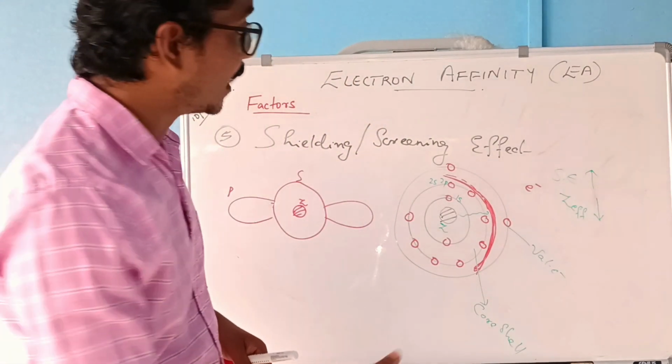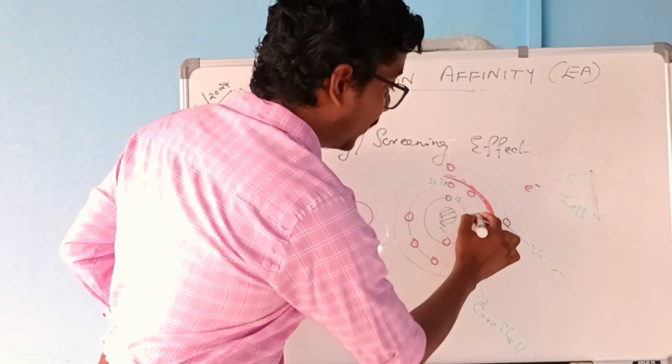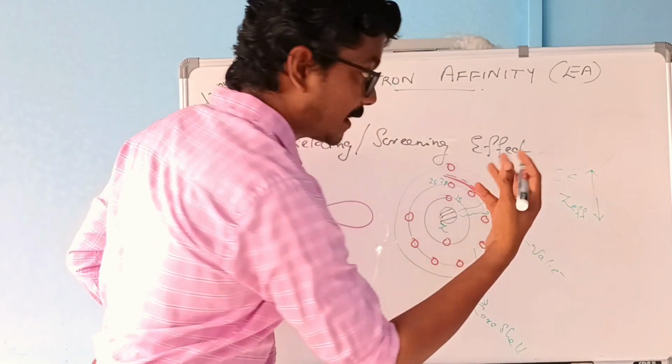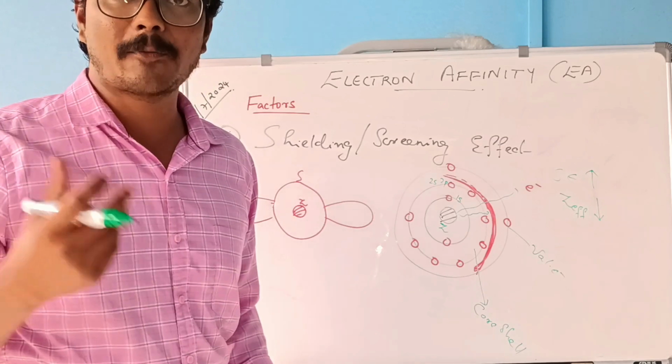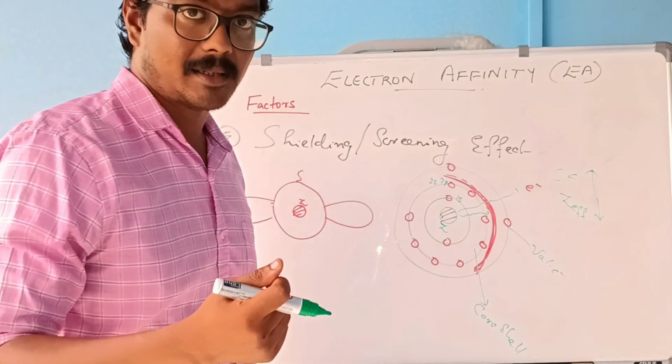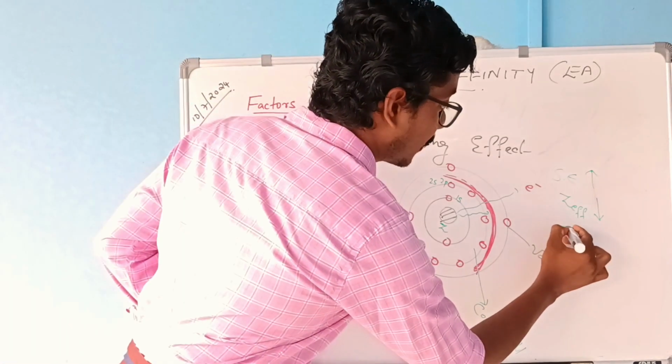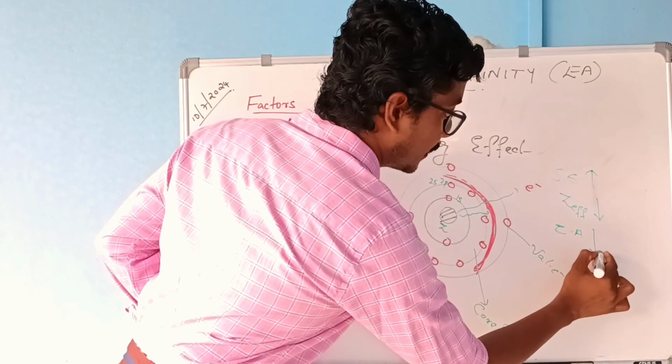Effective nuclear charge being less means the incoming electron does not feel much attraction from the nucleus, so electron affinity also decreases.